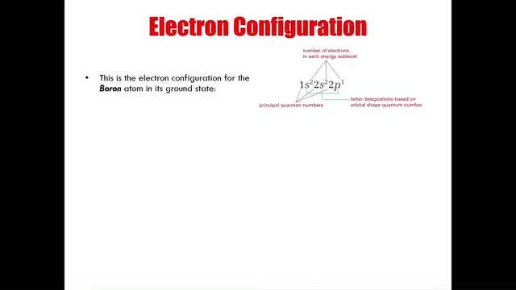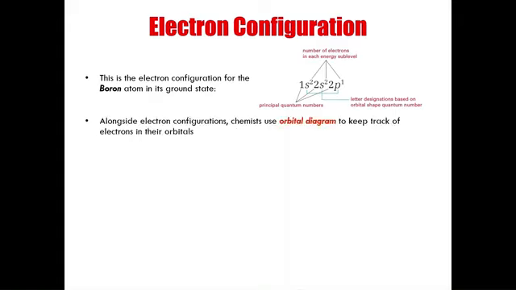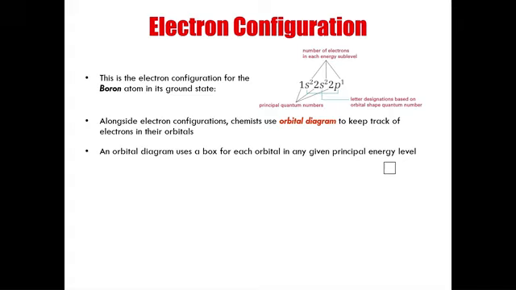Now that we know how to write out the electron configurations for elements, on this slide, for example, we have the electron configuration for boron. We must also know that chemists use what are called orbital diagrams alongside these electron configurations to keep track of electrons. Orbital diagrams are more visual aids to the allocation of electrons. And so orbital diagrams are written as these small little boxes.